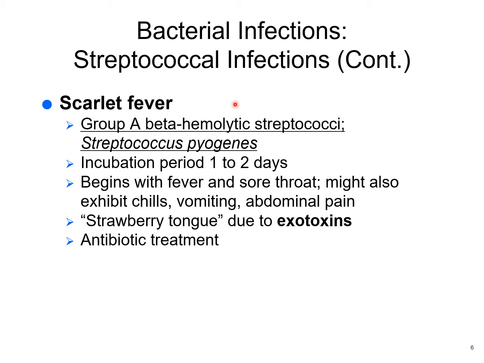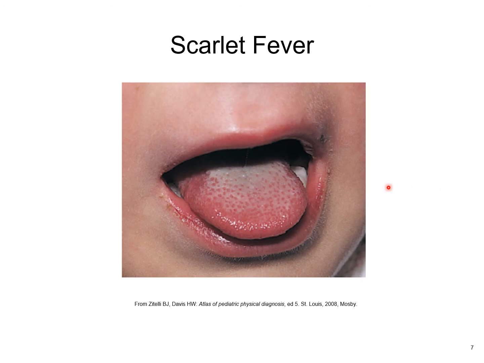Scarlet fever is caused by a group A beta hemolytic strep. Again, the Streptococcus pyogenes looks just the same, but this is one that produces a toxin, an exotoxin. It starts with just a sore throat and fever, but then you go to chills, vomiting, abdominal pain, and the tongue gets a strawberry appearance to it, and this is going to require antibiotic treatment. The tongue looks all bad there, right in here.